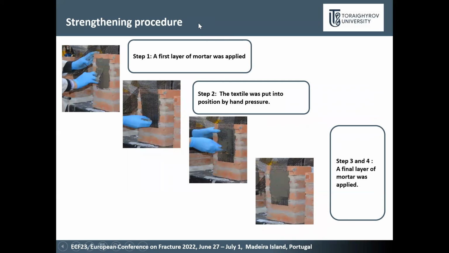Strengthening procedure. The first stage, the dust removed, and first layer of mortar was applied. Then the textile was put into position by hand pressure, and finally the last step, when the final layer of mortar was applied.